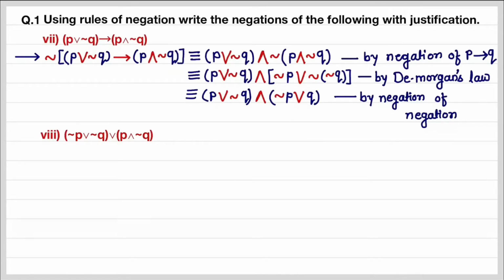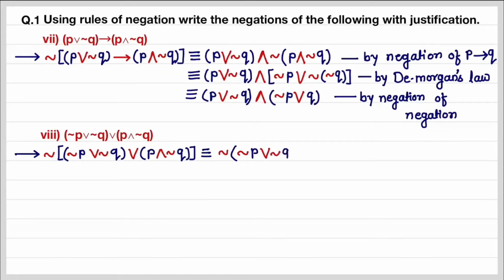And last example, eighth example is negation of (negation of P or negation of Q) or (P and negation of Q). Outside of the bracket is negation; in the first bracket is negation of P or negation of Q, or P and negation of Q. As the logical connective used is or, we have to apply De Morgan's law.